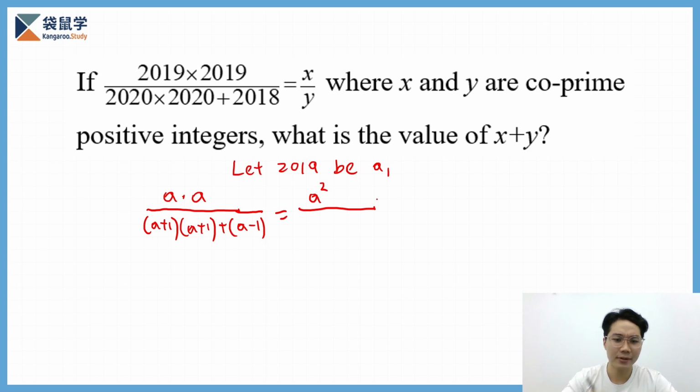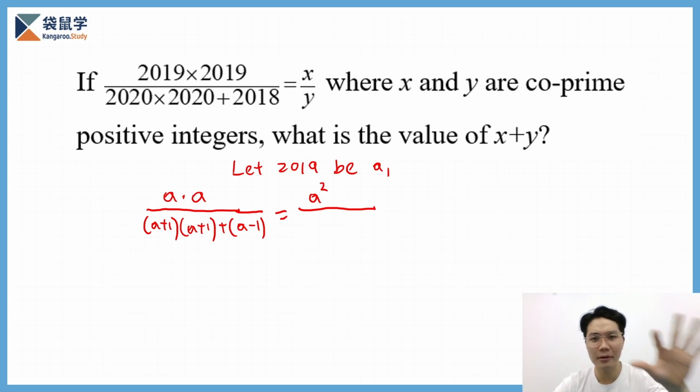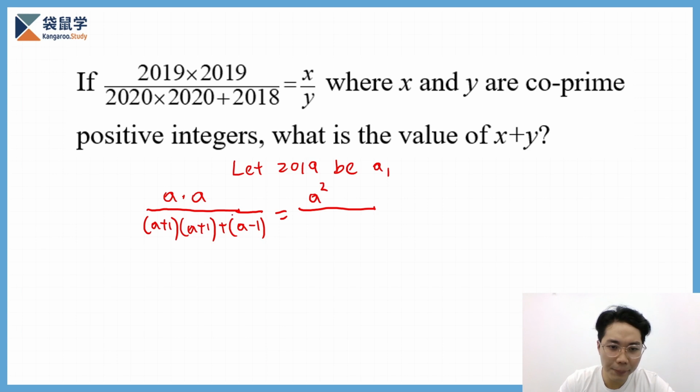And the denominator. Oh, this one is a bit tricky. You might not have learned it before, so let me teach you today. A plus 1 times a plus 1. All we have to do is first multiply a plus 1 with the first a, then we multiply a plus 1 with 1. So a plus 1 times a, we will have a squared plus a. And then we multiply a plus 1 with the 1, so we get a plus 1. Then a minus 1.